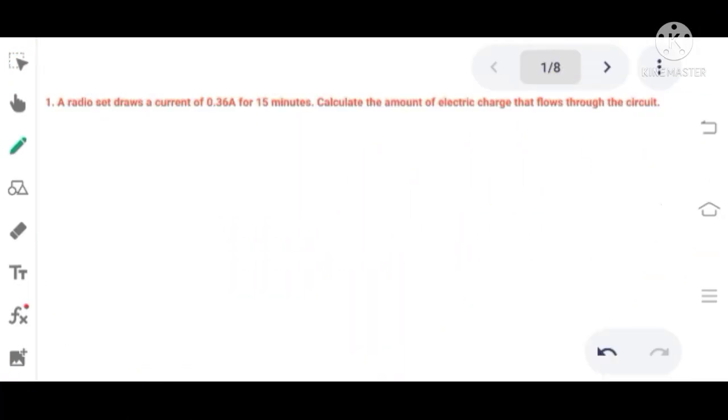We'll be solving 5 problems here. Let's go to the first problem. Step 1, reading. A radio set draws a current of 0.36 ampere for 15 minutes. Calculate the amount of electric charge that flows through the circuit. In our second reading, we underline or see what is given. So current of 0.36 ampere and time is 15 minutes, and electric charge is asked here.